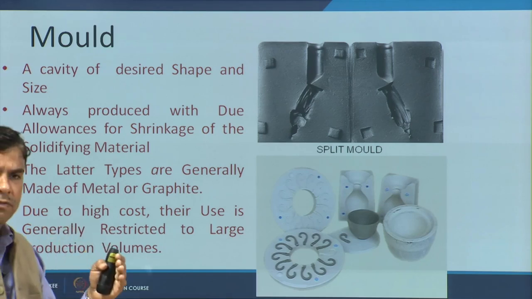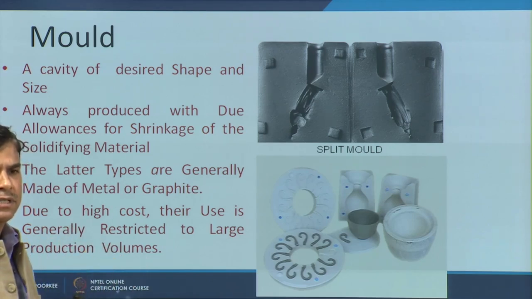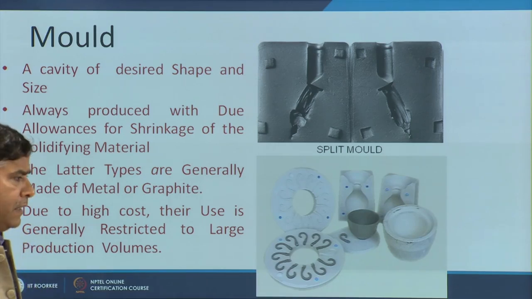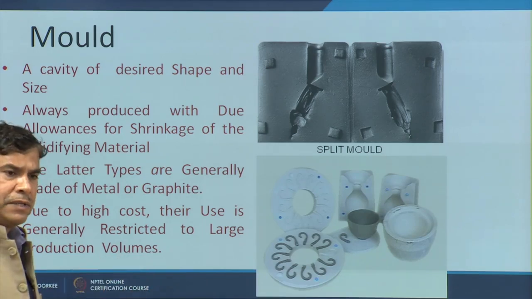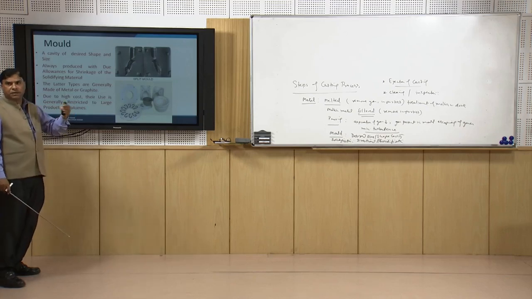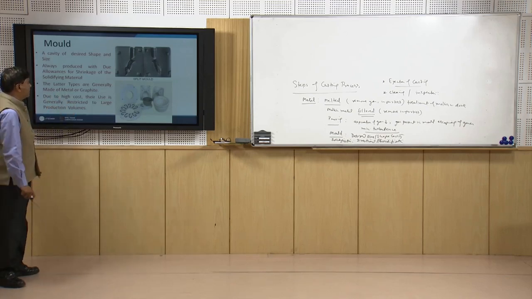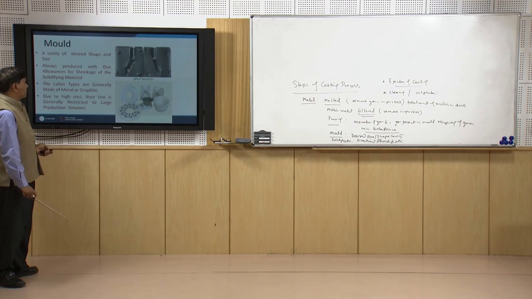Means if the volume of the casting to be produced, that is, the number of castings to be made, is limited, then we use sand molds. If the number of castings to be made is very large, then metallic molds are used.